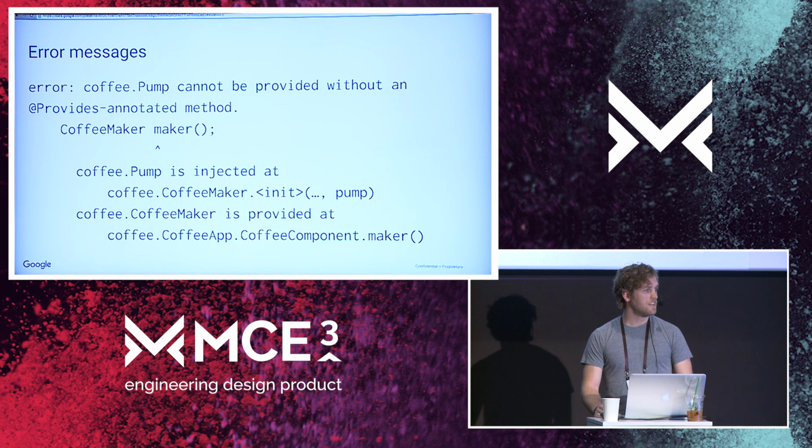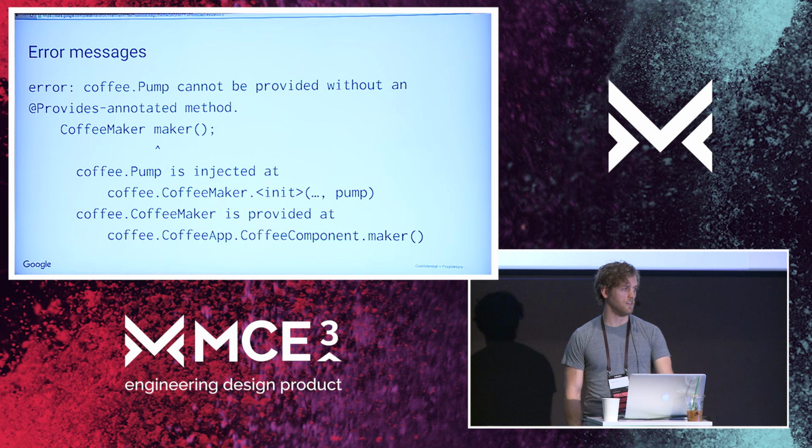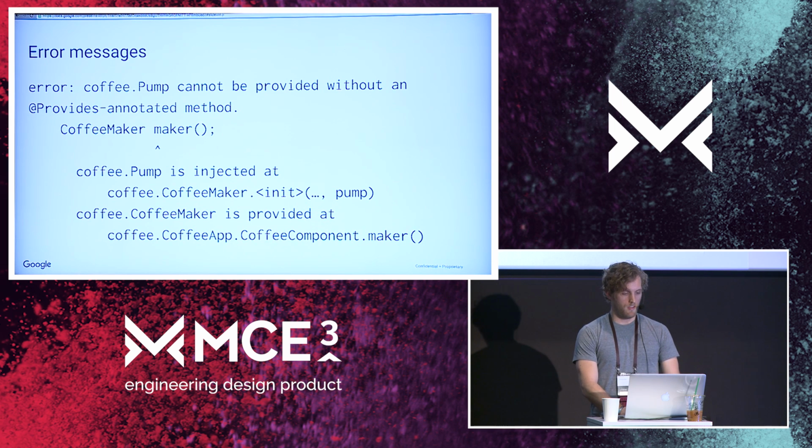It's a very stack trace looking formulation of the error message. I actually pulled this straight from some build output. This is not synthetic in any way. If you forgot to bind the coffee pump, you will get exactly this error message, and I think it reads pretty nicely. The coffee pump is injected at the coffee maker constructor. The coffee maker is provided at the coffee maker component maker. I think that should be pretty good for helping improve developer velocity in the future.